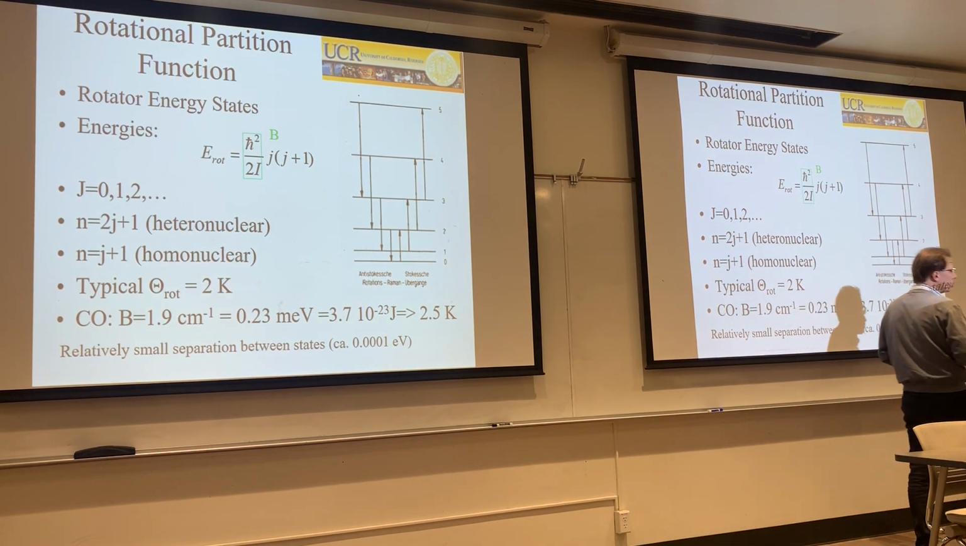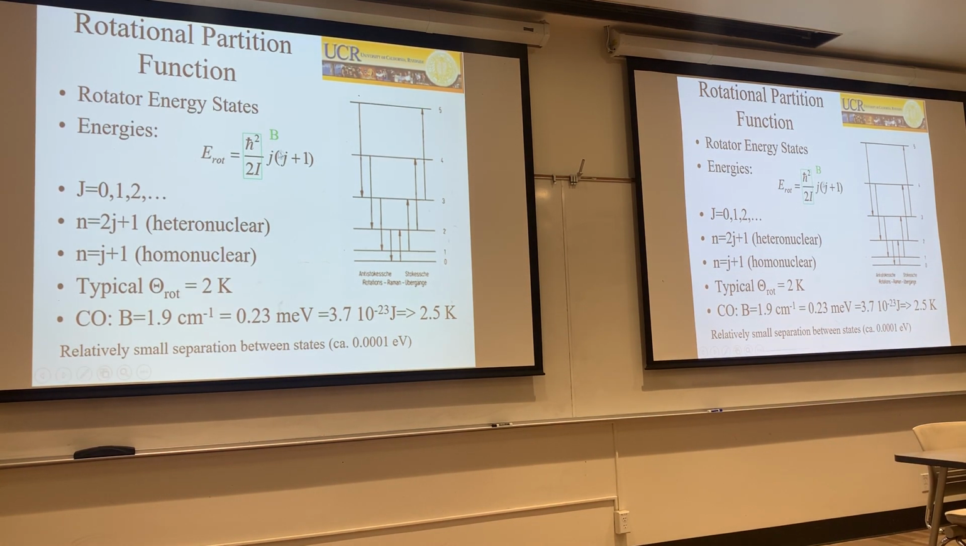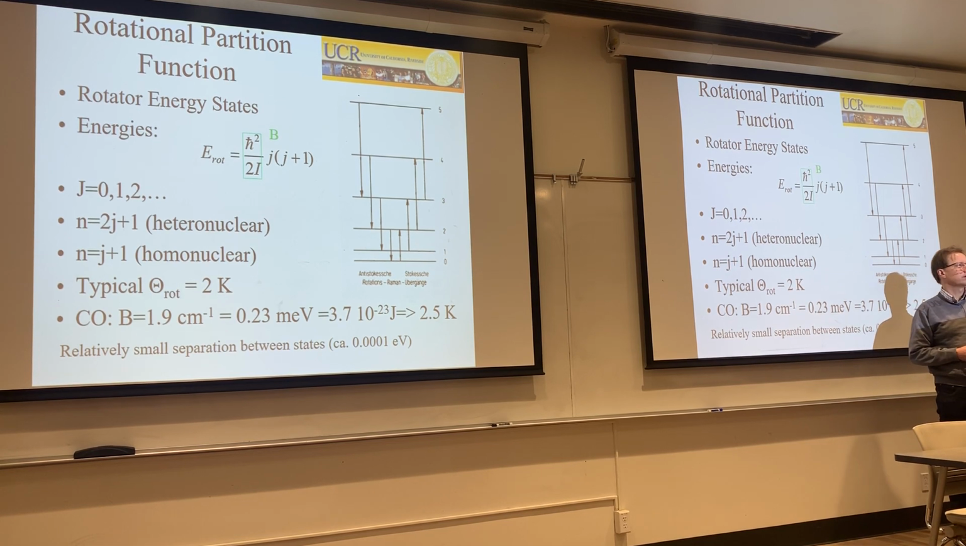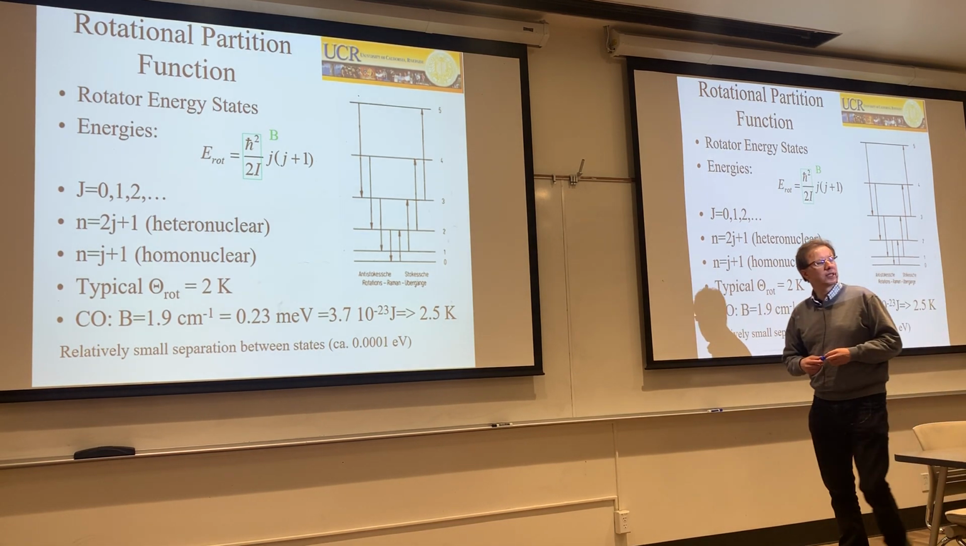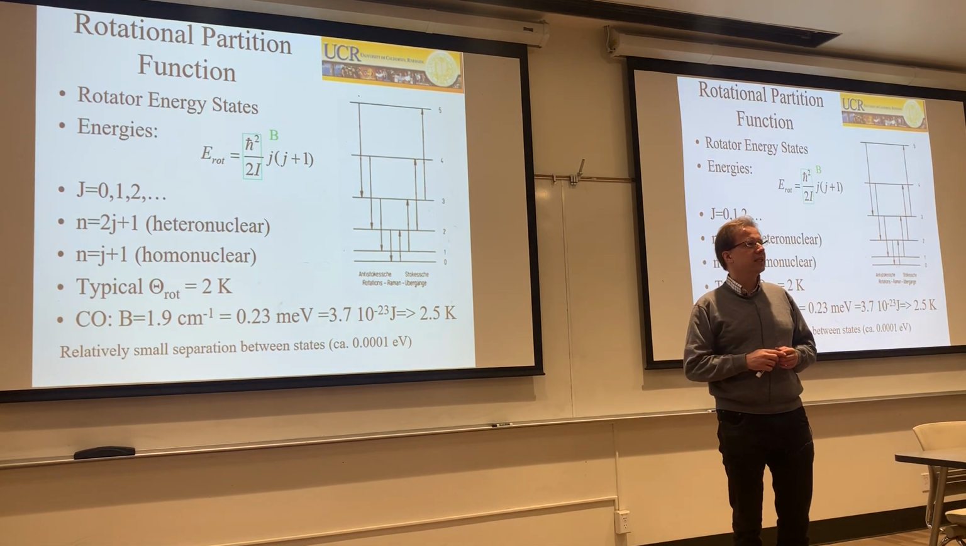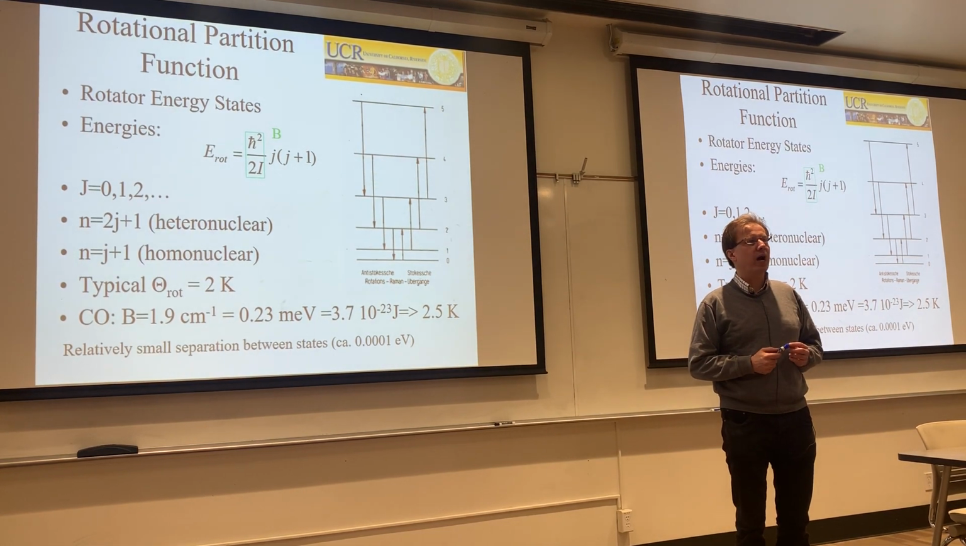Very frequently people don't write it as h bar squared over 2I, but just call the whole thing B. It's just the way it's done, because B has the units of energy, and so it's better to have something which has units of energy. But you can calculate from B what the moment of inertia is, and if you know what the masses of the atoms are, then you can also calculate from that the distance between the two atoms. Okay.